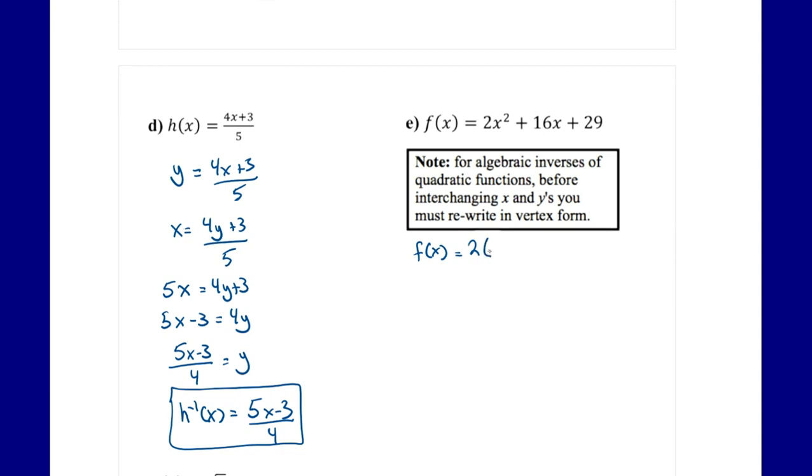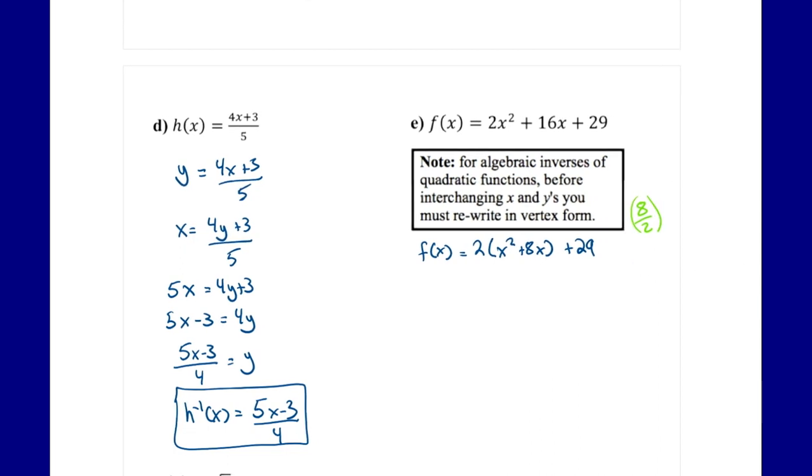So I'm going to factor a 2 out of the first two terms. So 2 times (x squared plus 8x) and the plus 29 on the outside. You need to find a magic number, which is that middle number, the 8, divided by 2 and then squared. So 8 divided by 2 is 4. 4 squared is 16. So that's that magic number.